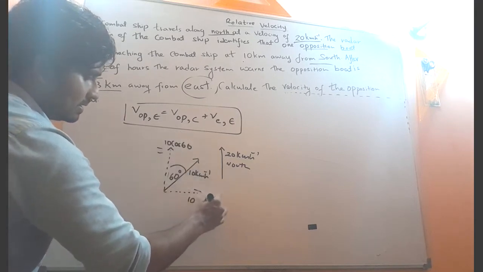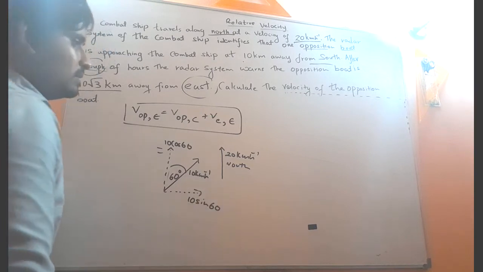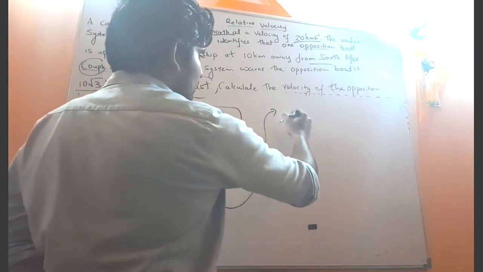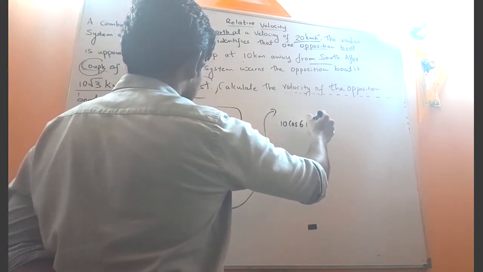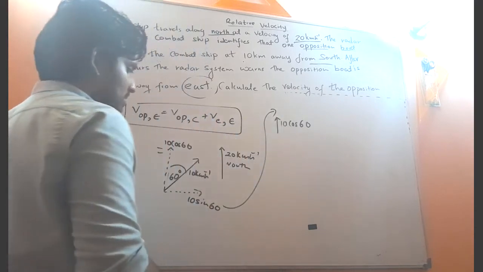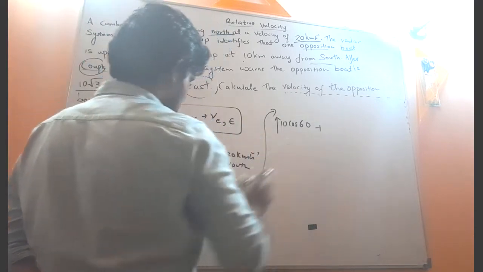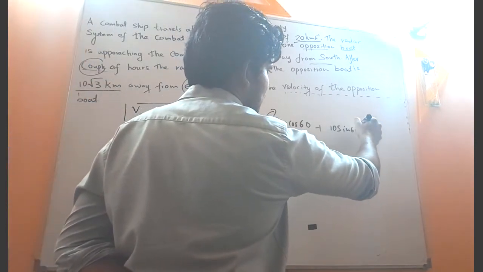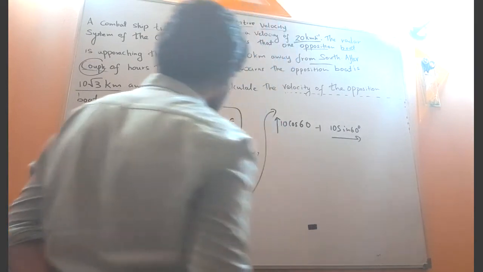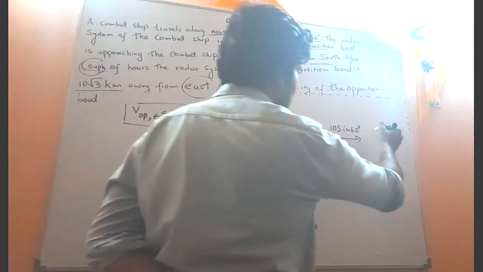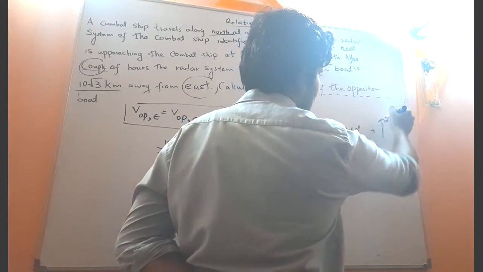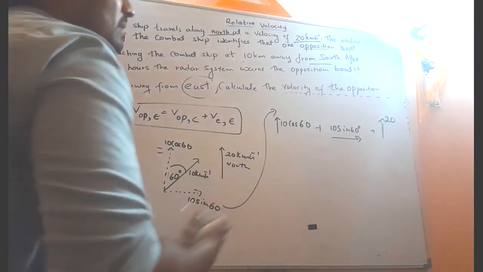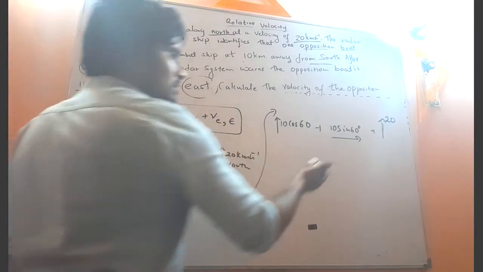10 sin 60, right? Now again I will shift to this side. So what do we have? We have 10 cos 60 towards the upward direction, plus 10 sin 60 towards the horizontal direction, like that. And again we have 20. Now this 20 is from the combat ship, right? So now we can separately add the vertical components and horizontal components.